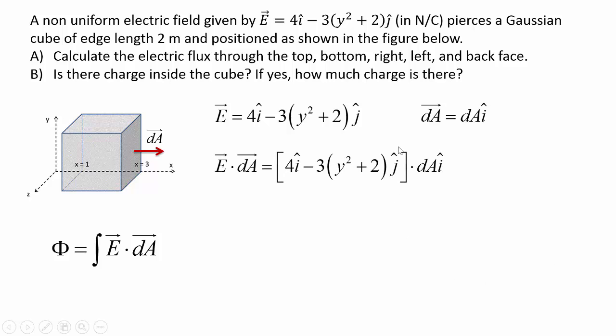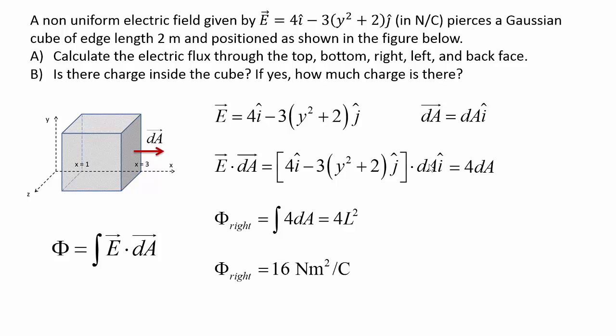And now what you have to realize is that when we multiply this term that has the unit vector j with the area vector that has the unit vector i, that will give us 0. So the only thing we have left is 4 times dA. Therefore, the flux through the right surface will be the integral of 4 dA or 4L squared, and that gives us a value of 16 newtons meter squared per coulomb.